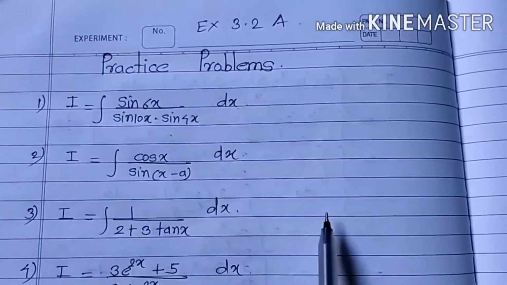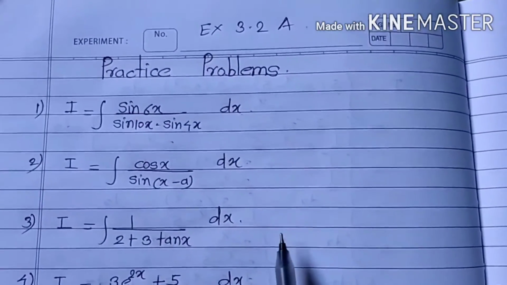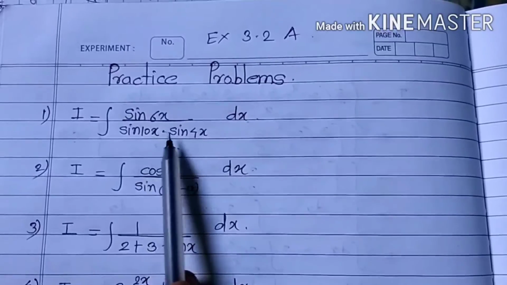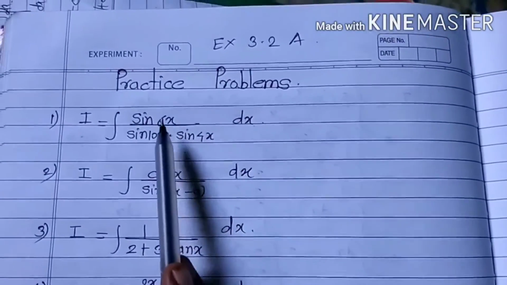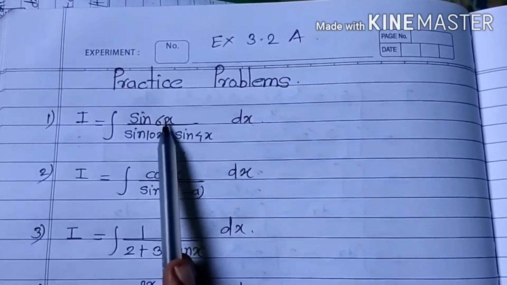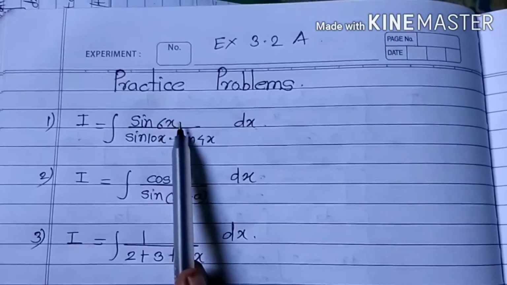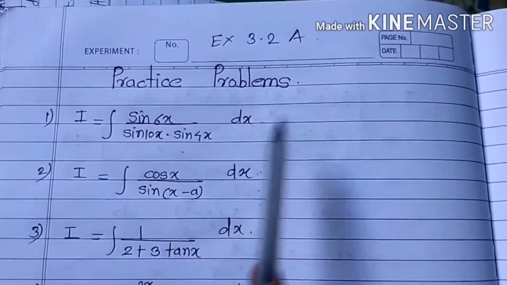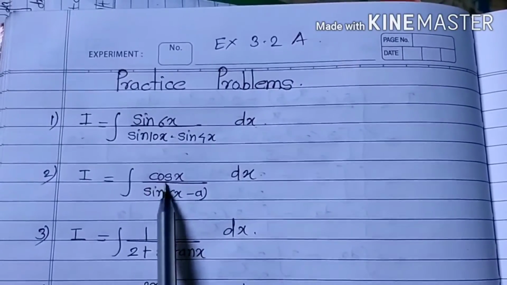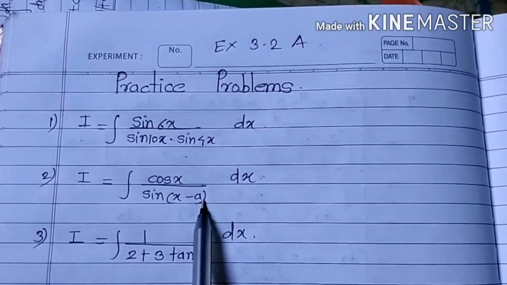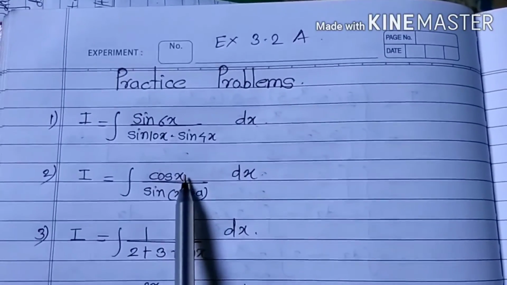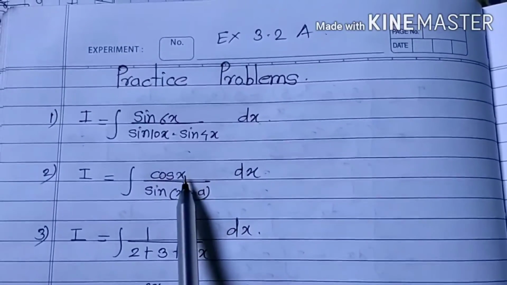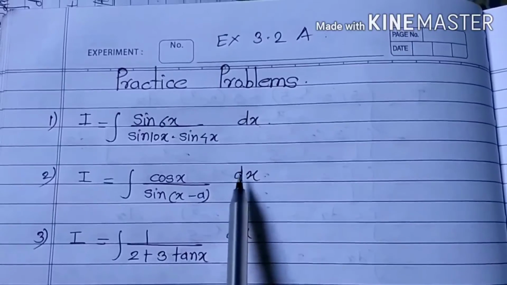Now there are some practice problems from exercise 3.2a, and our first example is integration of sin 6x upon sin 10x into sin 4x dx. So first, student, the angle 6x changes into angle 10x minus 4x. Then use the formula for sin a minus b. So you get your answer. Next example, integration of cos x upon sin x minus a. So here you have to change the angle of the numerator by using the angle of the denominator. So it will become x minus a plus a.